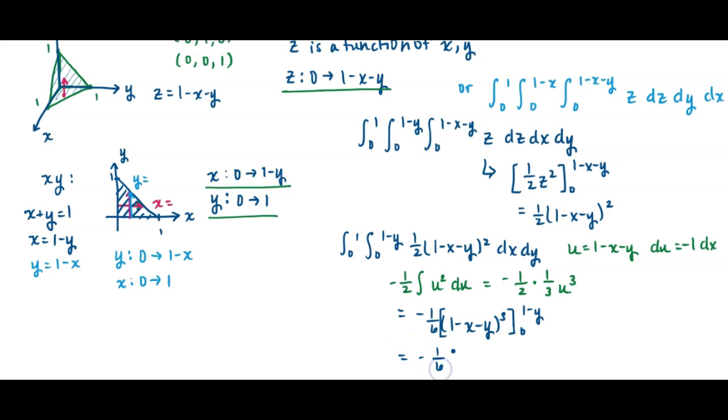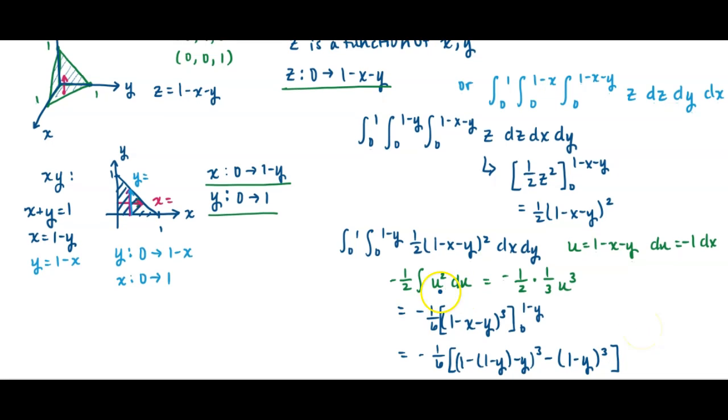which gives us -1/6 times 1 minus, remember that we're just substituting this in for all of our x's, so 1 minus y minus y, all of this cubed, minus the quantity 1 minus 0, so I'll just call that a 1, minus y cubed. So let's just finish this on a new slide.